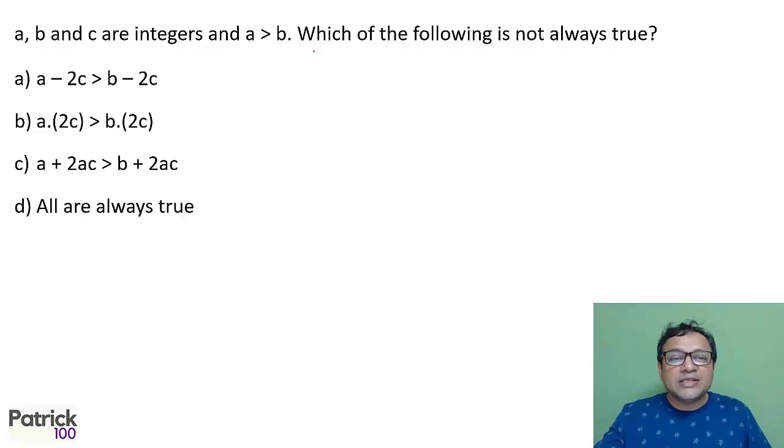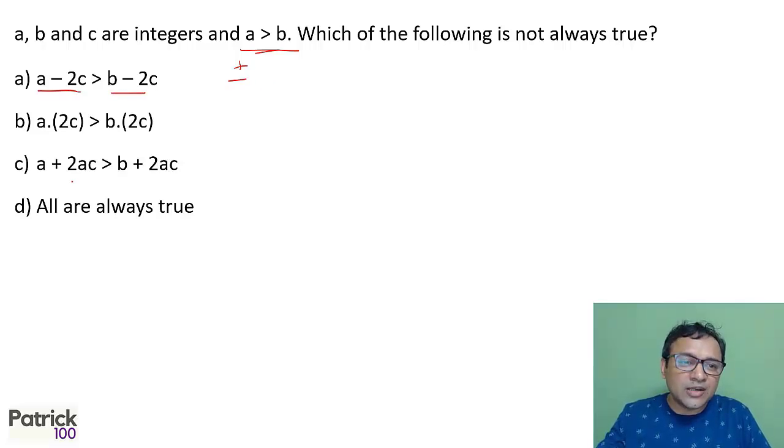Okay. A, B, C are integers and A is more than B. Which of the following is not always true? Now, in an inequality, if you add or subtract the same value on both sides, the inequality will not change. So you are adding the same value on both sides. Here also you are adding the same value on both sides. So these will always be satisfied.